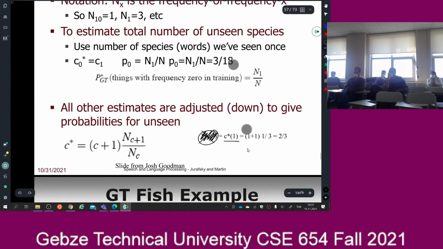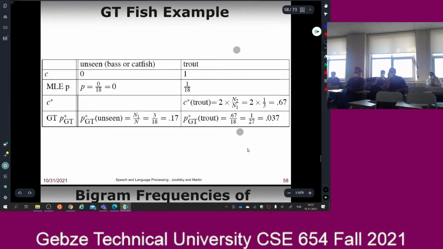So instead of, remember, the count of eel was 1, now it is 2 over 3. Okay. So let's try to compare this with the maximum likelihood estimation. Previously, for the unseen fish, just these two, it used to be 0, and our maximum likelihood estimation says that if you didn't catch it before, you are not going to catch it. It is 0. But with the Good-Turing intuition, that number becomes 0.17. So there is a 17 percent chance that you are going to catch an unseen fish.